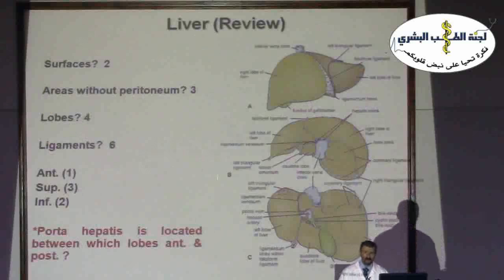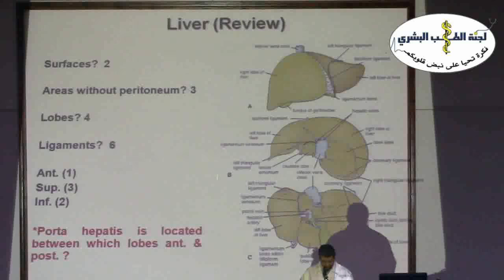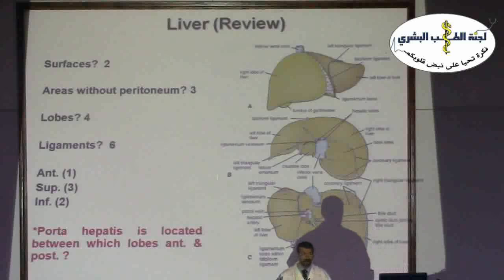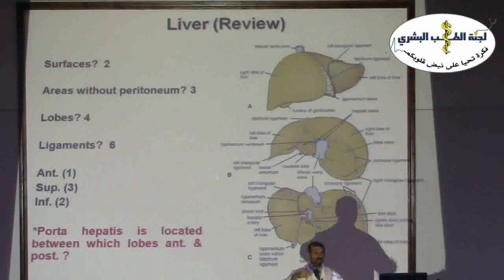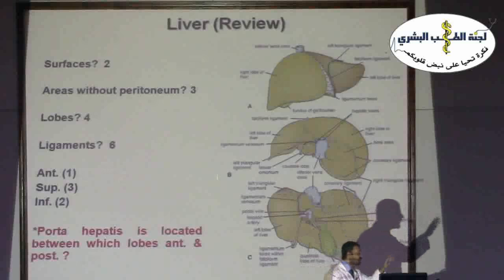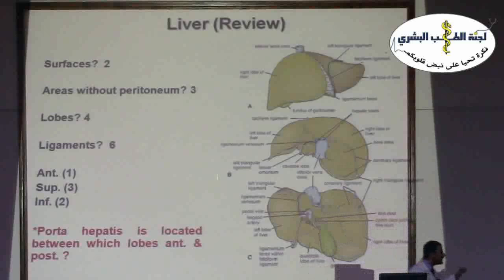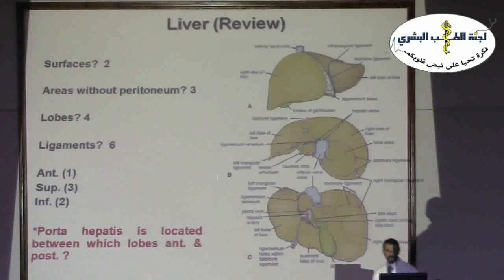Quick review of the liver. The liver has two surfaces. What are they? Diaphragmatic and visceral. Why did we call it diaphragmatic? Facing the diaphragm. Why did we call it visceral? Close proximity to four structures mainly: kidney, stomach on the left, right colic flexure, and another organ that is required from you.